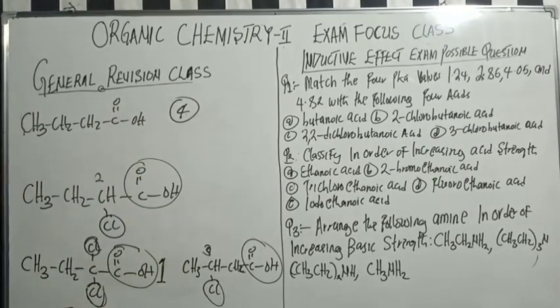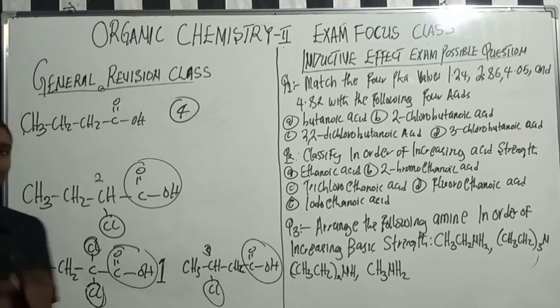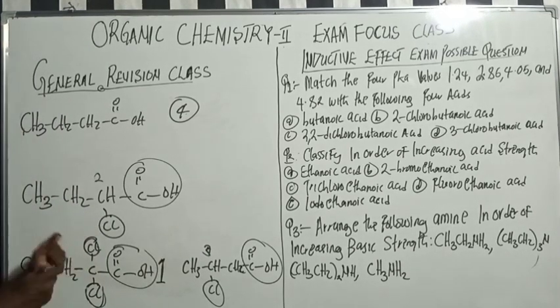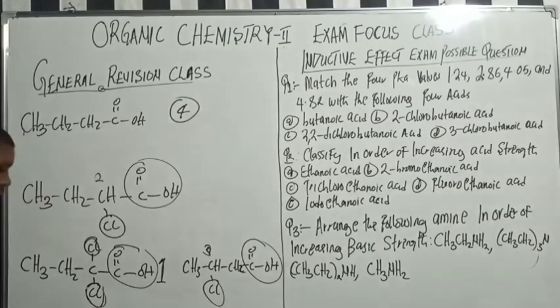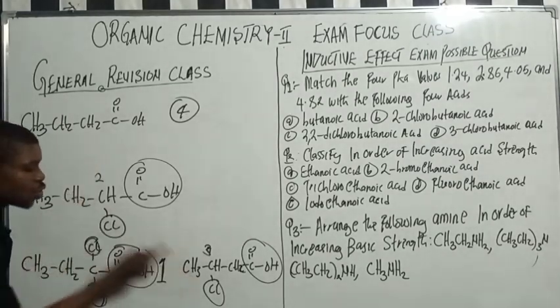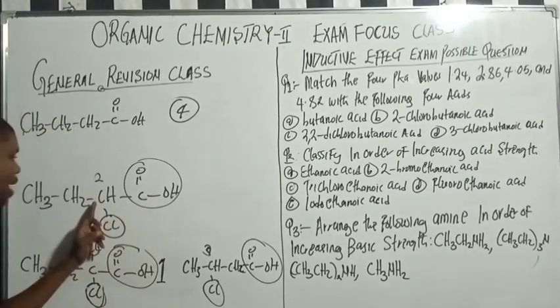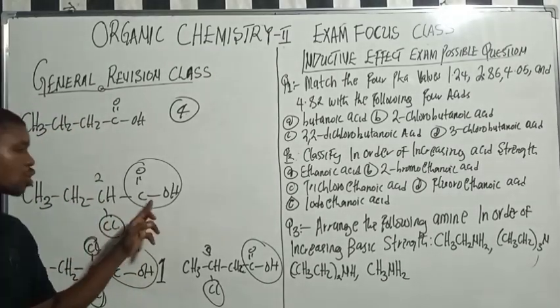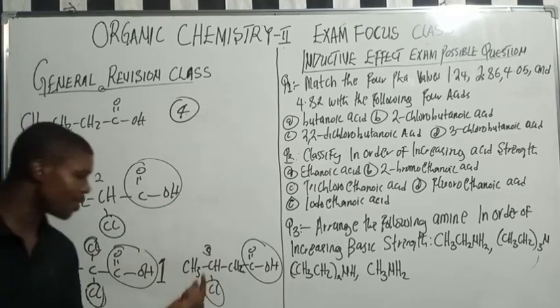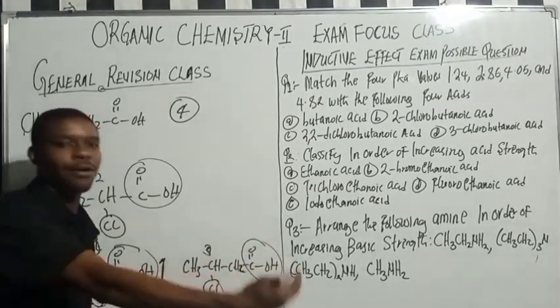Like what I said, this is number 1 because it has two chlorine groups. You cannot compare the one that has two chlorine groups with the one that has only one chlorine group. Do you get that? So this is the highest, this is the lowest. Now for these two, one is at carbon number 2 and one is at carbon number 3. At carbon number 2, the chlorine is close to the functional group. But at carbon number 3, the chlorine is a little bit farther from the functional group.